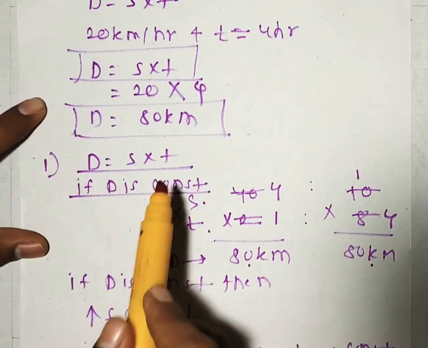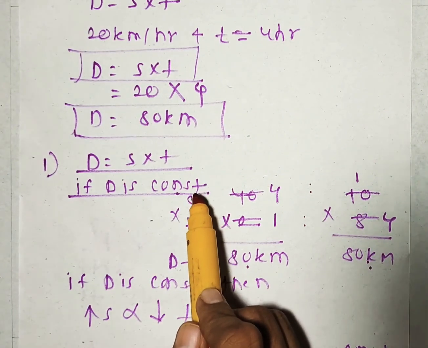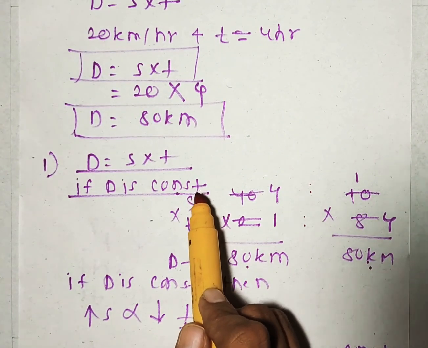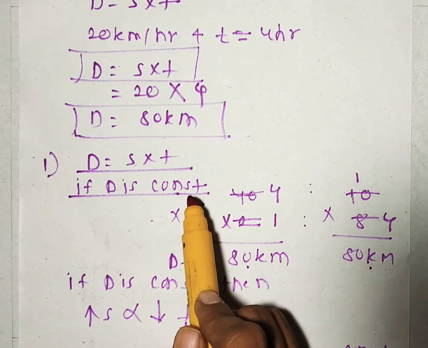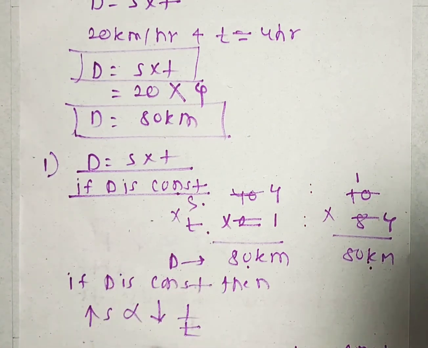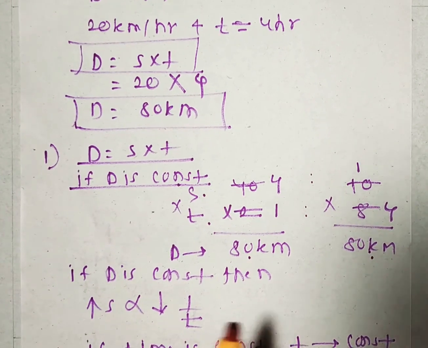The first case was if distance is constant. Please listen to it carefully because it is very important. All the problems depend on only these three cases. So these three cases are very important. If you learn these three cases, then nothing is impossible in speed, time and distance. You will get the problems quickly. The answers you can calculate very quickly. So please understand these three cases very carefully.